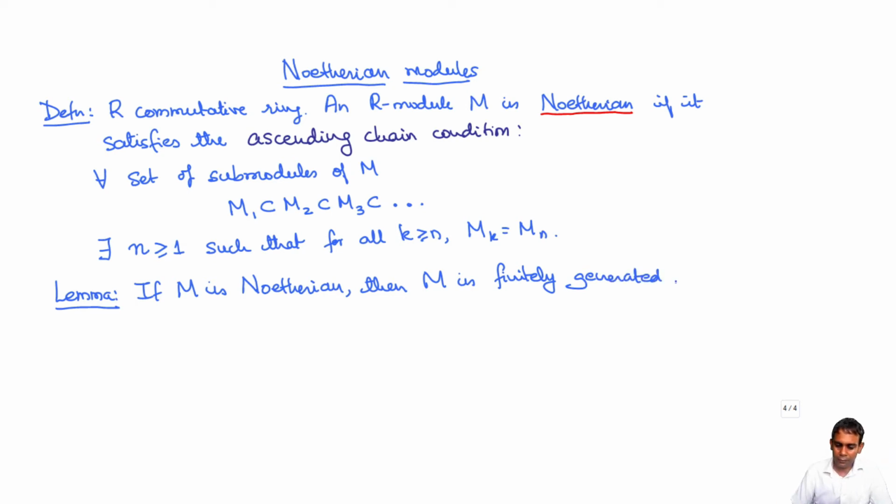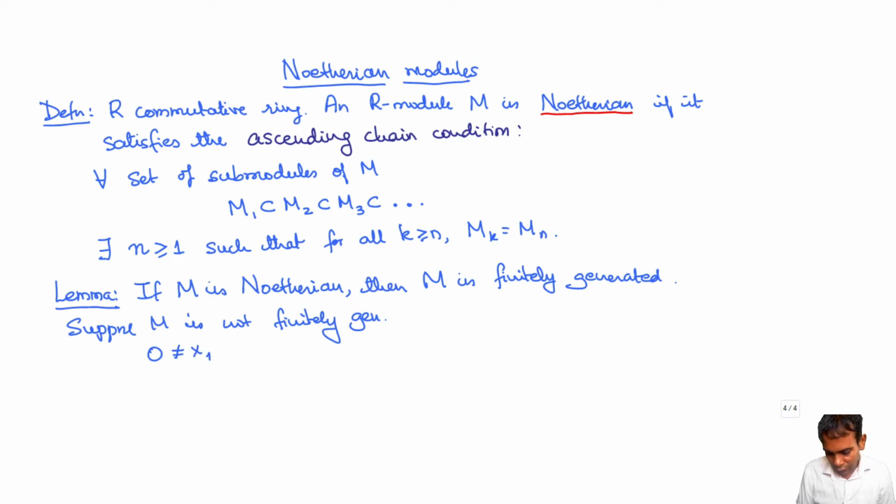Well, the way to prove this is by contradiction. If M is not finitely generated, then it's quite straightforward to construct an ascending chain that never stabilizes. So suppose M is not finitely generated. Obviously that means that M is not the zero module. So there exists some non-zero element x1 in M.